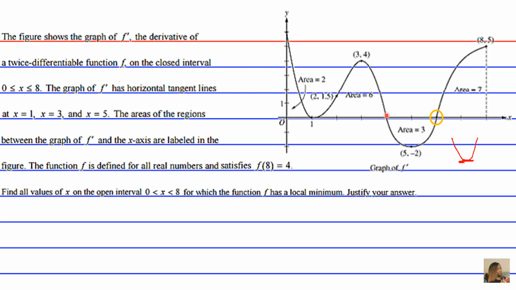Okay, because here the graph is going from positive to negative. That means you would end up with a local maximum, something that looks like this in the graph of f. And here it's just going from positive to positive. So I'm not really sure what you end up with right there.